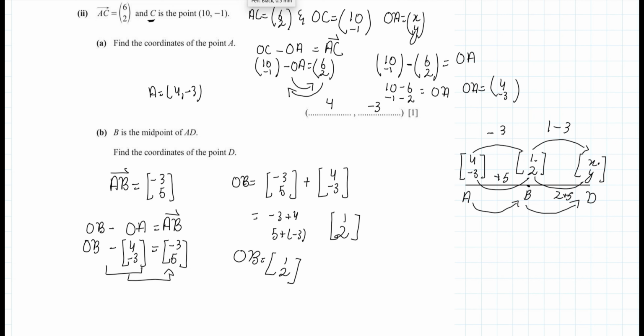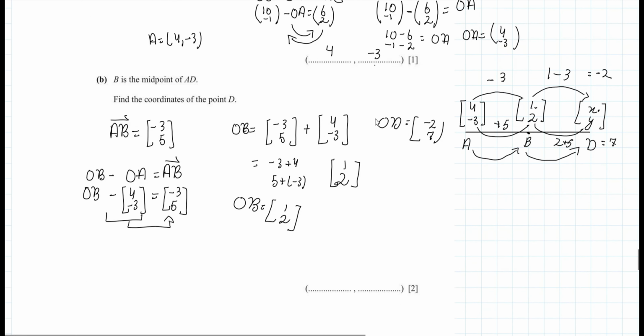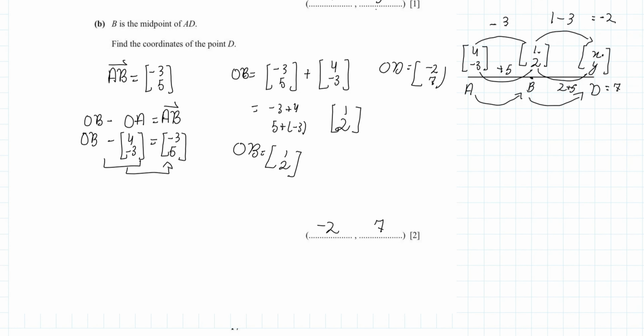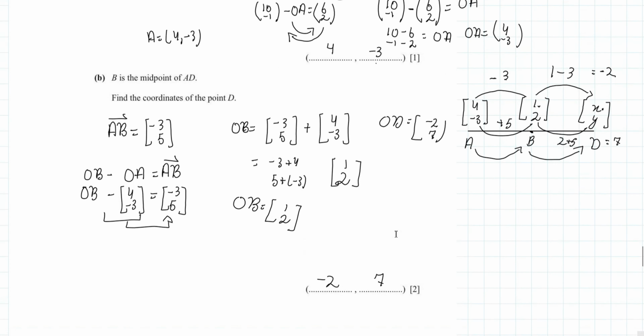So look, for x it would be -2, and for y it would be 7. So the vector OD is (-2, 7). If you have to write it in coordinate form, then (-2, 7) is the coordinate of D. We're done with part A.